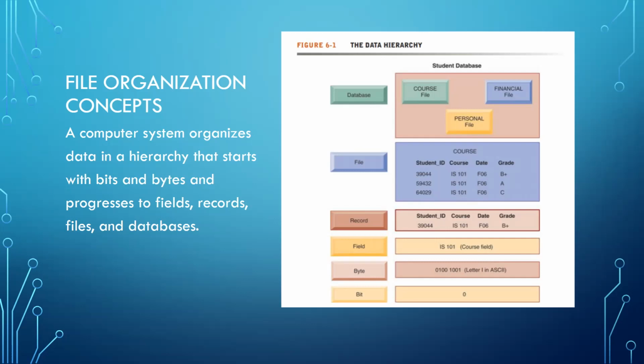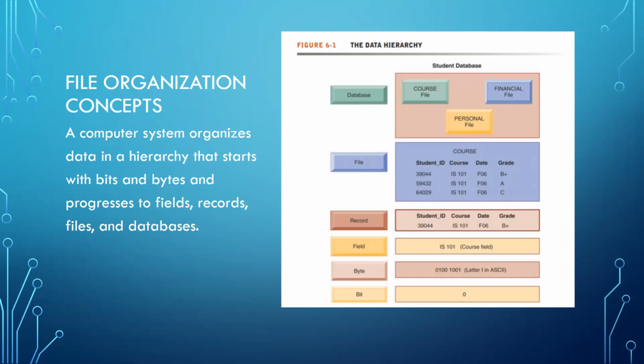And related fields can be grouped to form a record. So in the record, we already have the student ID, the course, the date, and the grade. So related records can be collected to form a file. So in a file, we already have different information of different students. So we have here the three examples of the information of three students, their student ID, course, date, and grade.